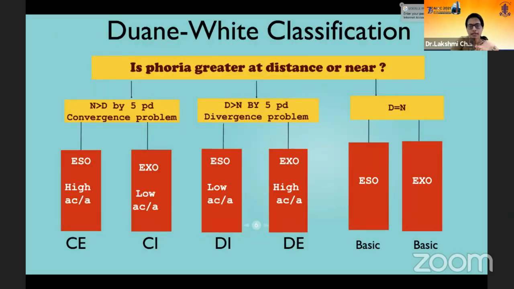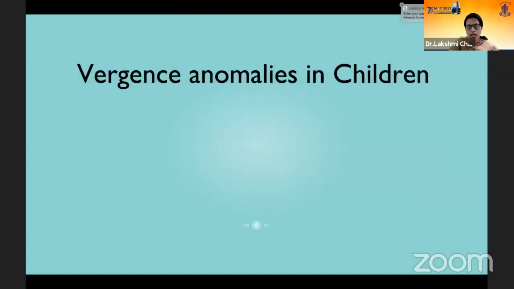Depending on these things, we have the Duane-White classification. The phoria for distance and near is calculated with the AC/A ratio, and we classify disease into convergence insufficiency, convergence excess, or divergence insufficiency, or divergence excess.